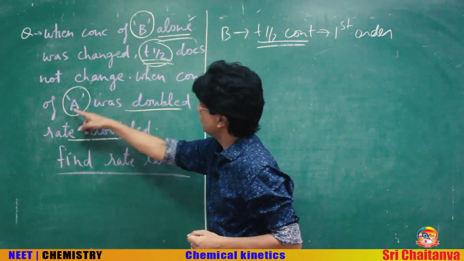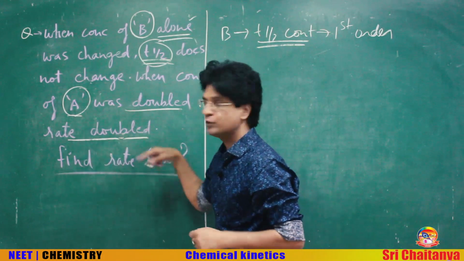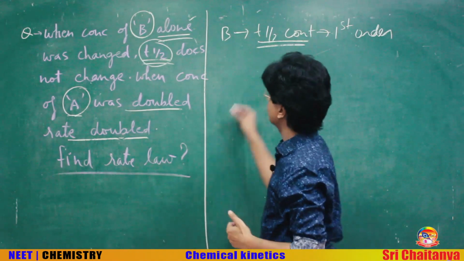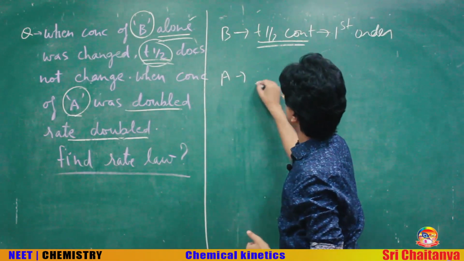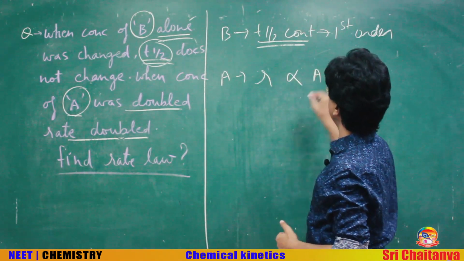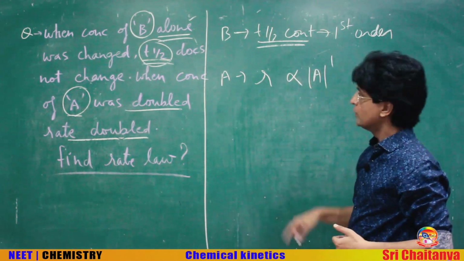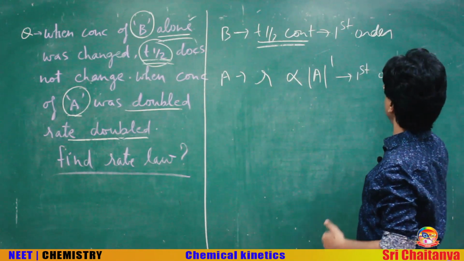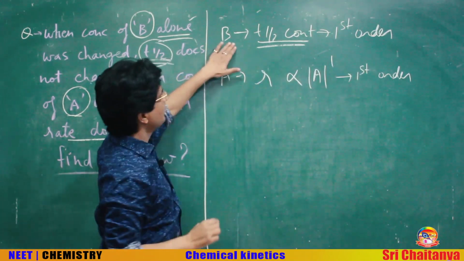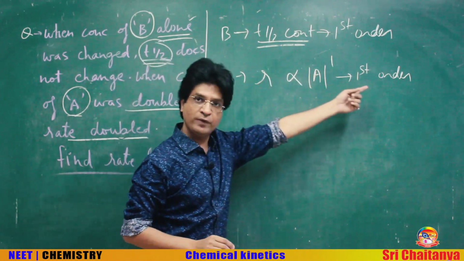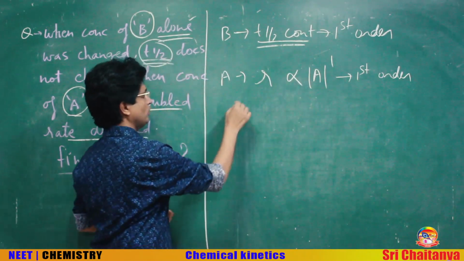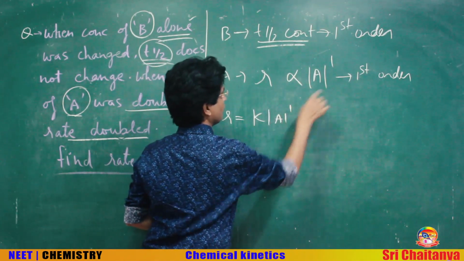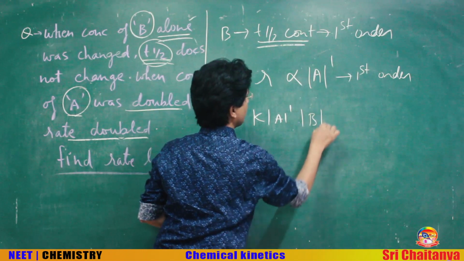Now they say when the concentration of A was doubled, rate also doubled. That means the rate is directly proportional to A. So for A, I can say that rate is directly proportional to A to the power of 1. So here we can say that this is also a first order reaction. So with respect to B, first order, with respect to A, first order. Okay. So I can write down rate law now. K, A to the power of 1, B to the power of 1.